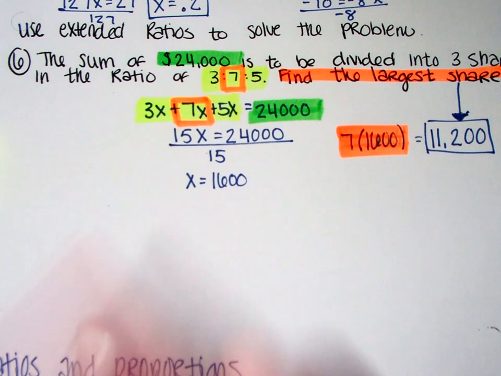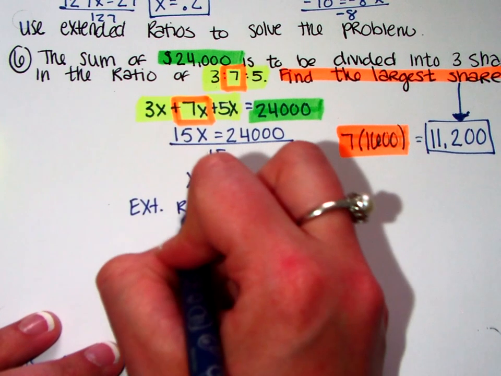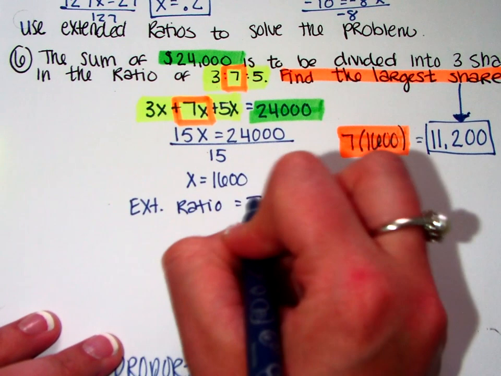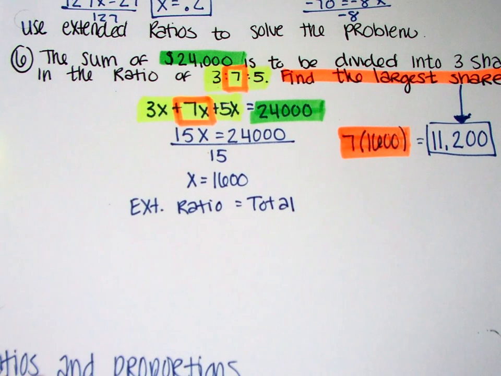So remember, it's always extended ratio equals some form of total. Guess and check would work, but it's easier to create an equation. So just always make an equation. It makes your life a lot easier.